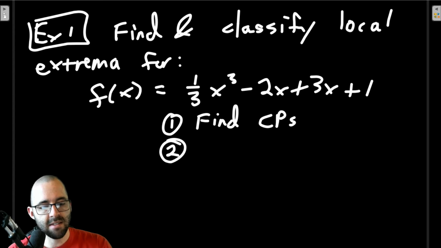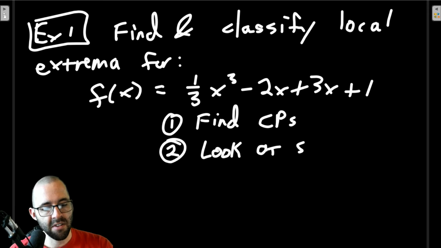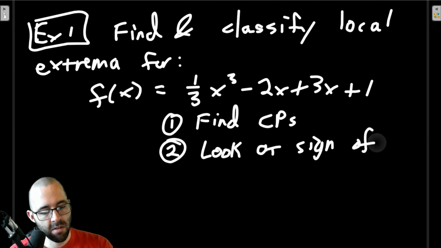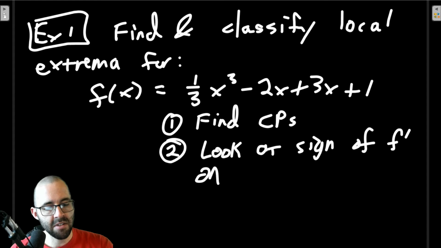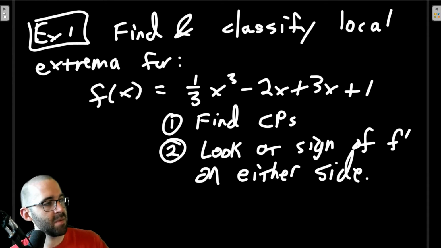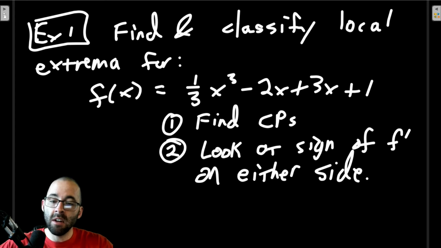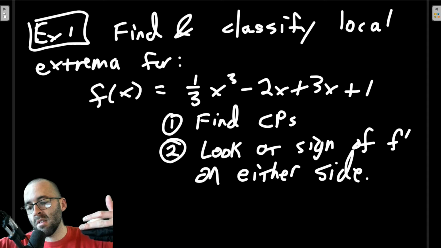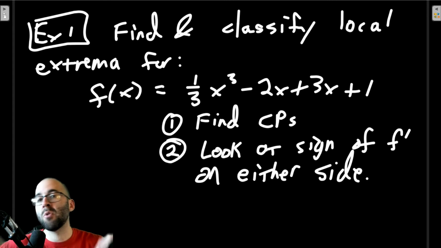And then we're going to test them. We're going to look at the sign of f prime on either side. And that's how we're going to be solving these problems today. Okay? We'll show an example here with the first derivative. In the next video, we'll show an example for the second derivative.